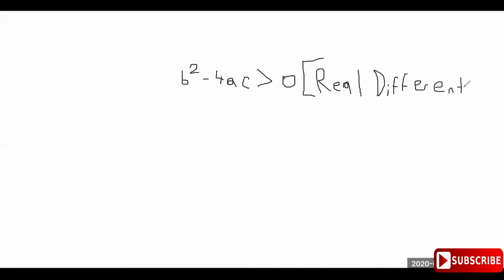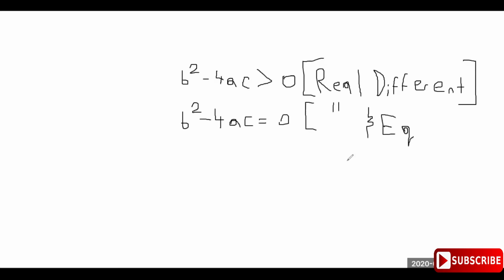And then if b squared minus 4ac is equal to 0, then we state that the roots are real and equal. And if it's imaginary, then b squared minus 4ac is going to be less than 0. So the case that we want to look at is case number 2.